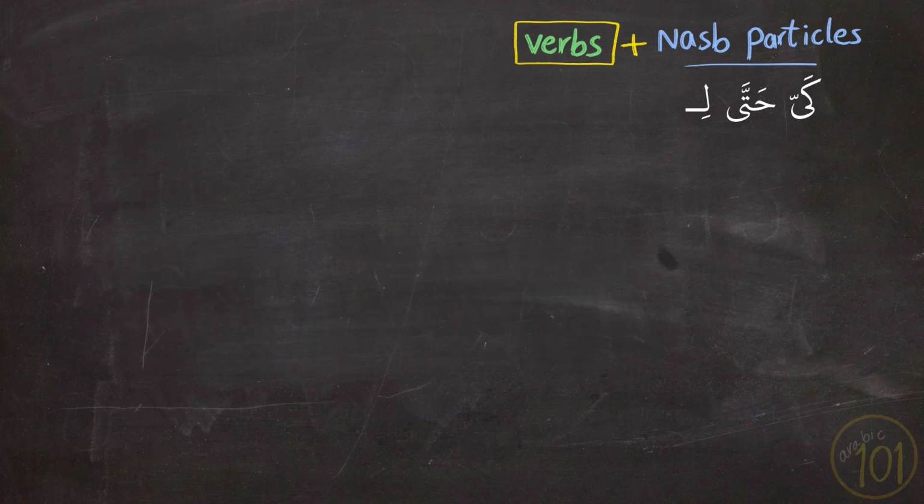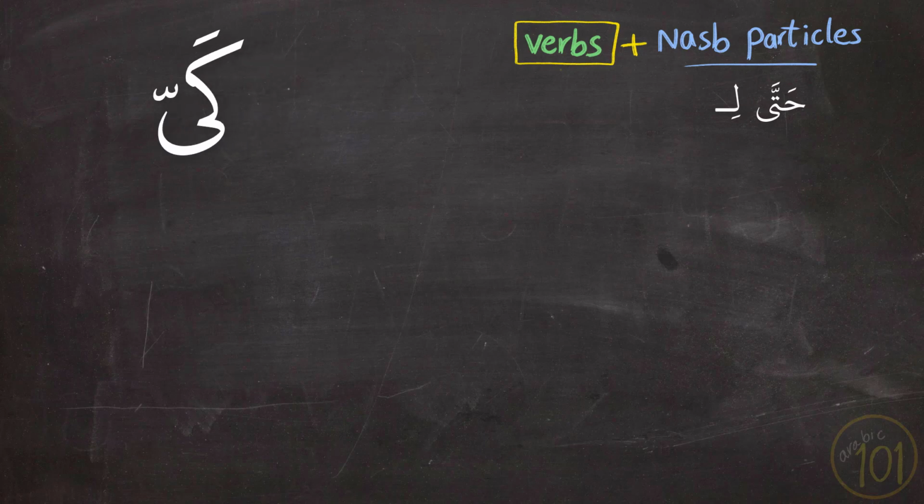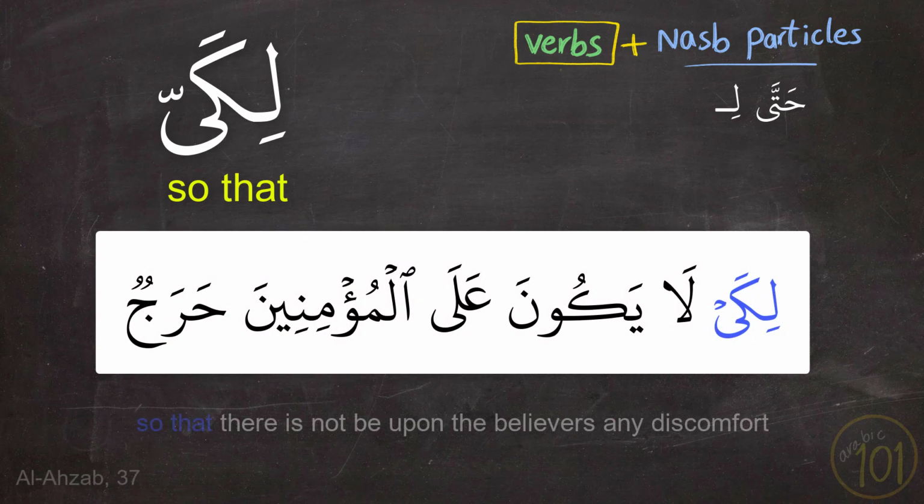The next particle is kay. The word kay means so that. And though it is a separate particle that can be used separately, in the Quran, you will not see it used separately, but rather in combination with the particle li. So it becomes likay, but that will not affect its function or how it affects the verb that comes after it, like in these examples.